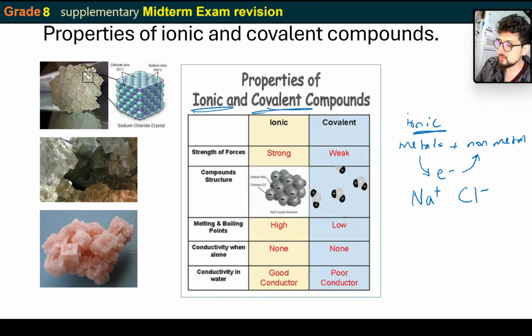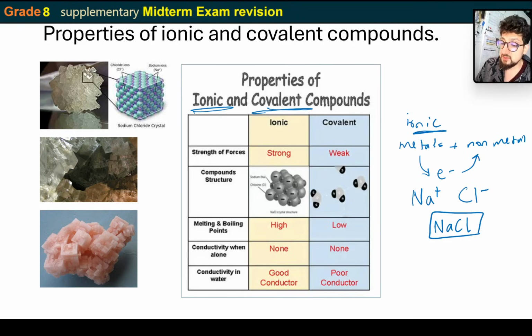And when this becomes negatively charged and this becomes positively charged, they attract to each other just like a magnet, and they form an ionic compound. So this is how you form an ionic compound. They're very, very strong compounds. They form between metals and non-metals.